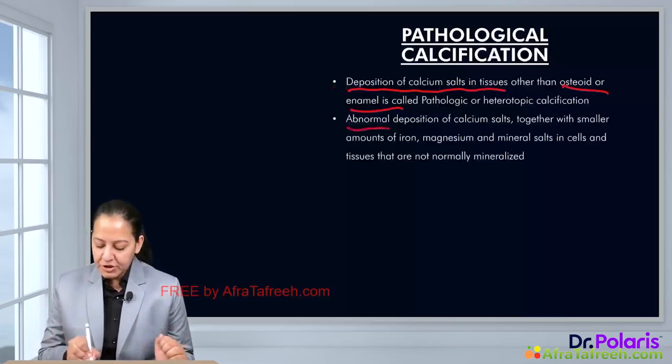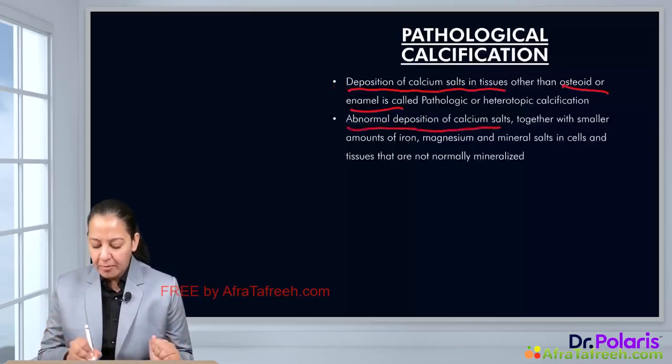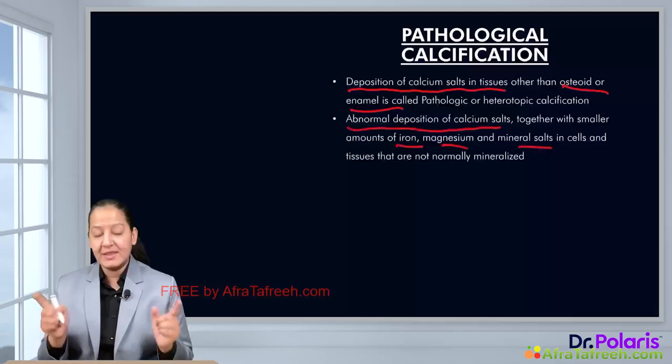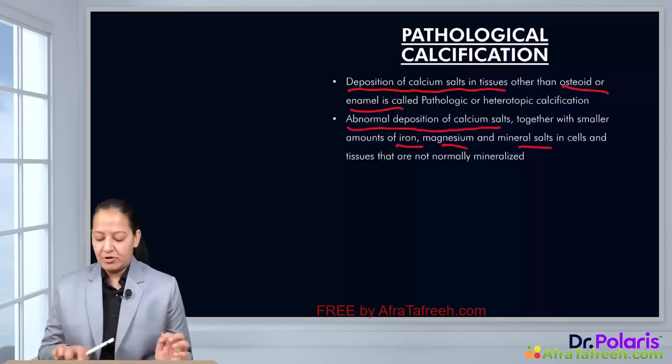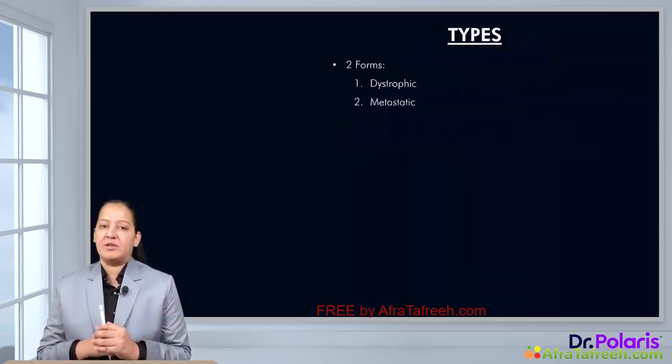So abnormal deposition of calcium salt, along with a small amount of iron, magnesium and mineral salts, in the cell, that is known as pathologic calcification. That is the definition of pathologic calcification.